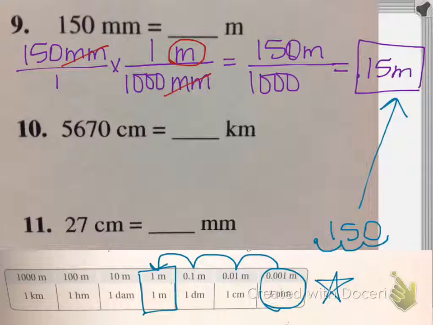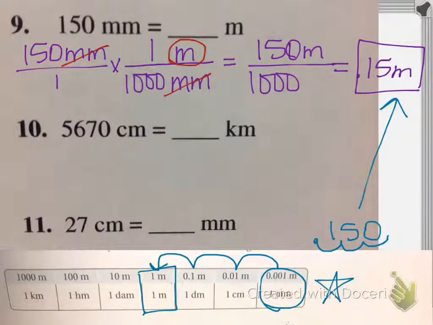So when you're dealing with metrics, you can continue to use our ratios, and I will show it both ways using the ratios, or you can use just your place value chart and move your decimal point the corresponding number of times, or how many jumps you need to get from one unit to the next.